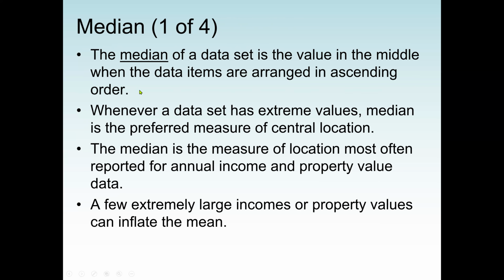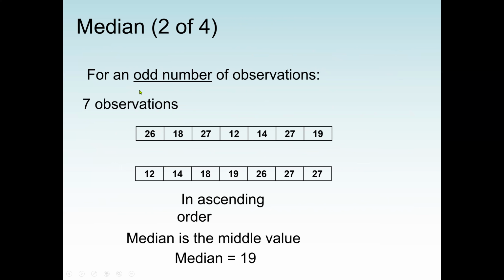So that's the goal of using a median: to avoid a very small and very large value. Now, to find the median, first we have our data set. Here we have 7 observations. The first thing we do is put the values in order from the smallest to the highest, so it's increasing order. Then we take the middle value. In this case, we have 7, so we're going to have 3 to the left, 3 to the right, and our median will be 19.